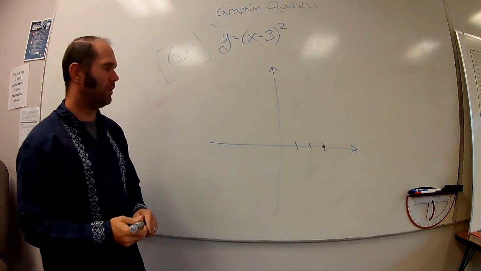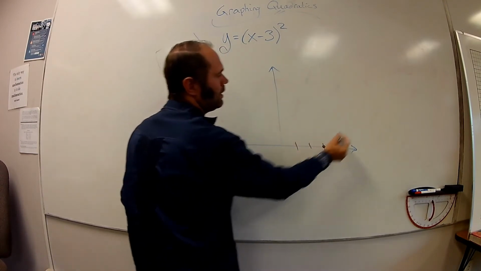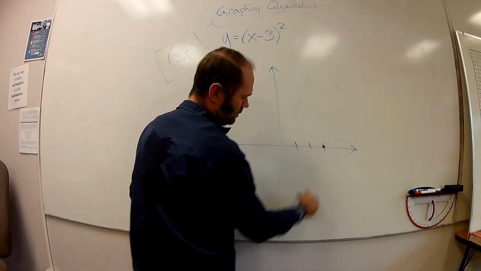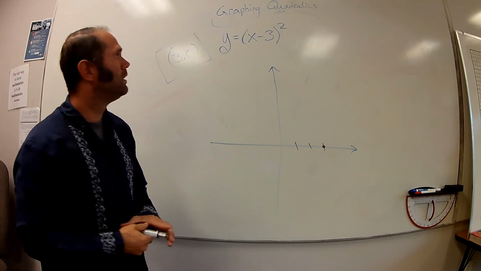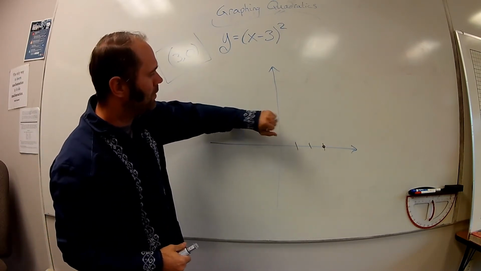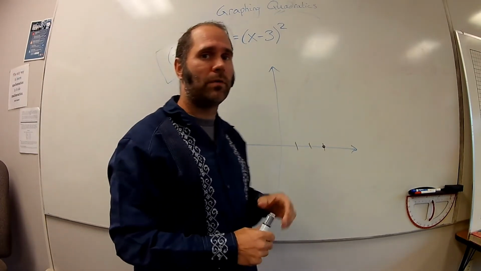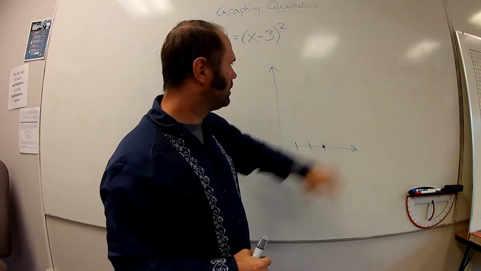Three comma 0. So this graph is going up or down. You have to figure that out. Should be going up. And we need to figure out a couple more points. If we don't get at least 2 more points, we wouldn't have a nice symmetric curve here.